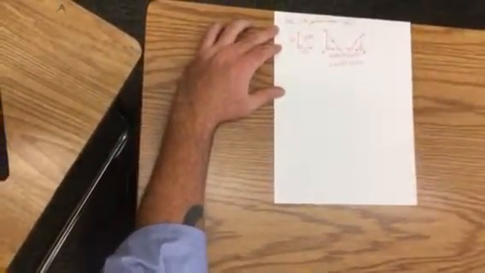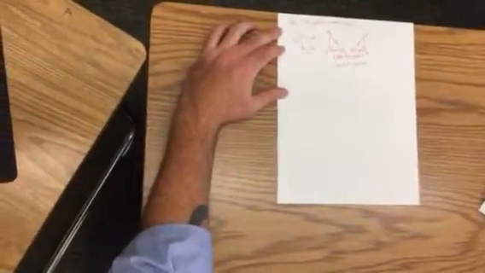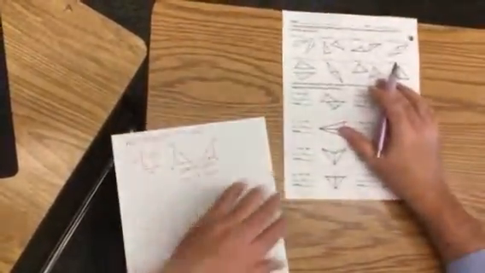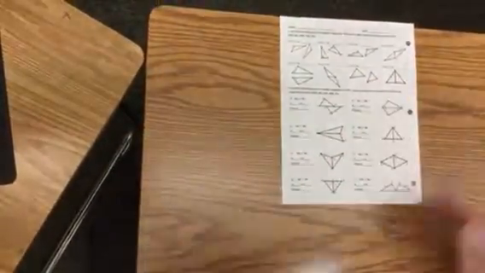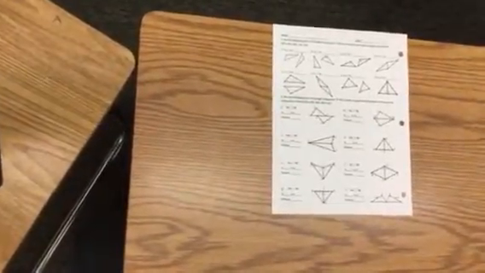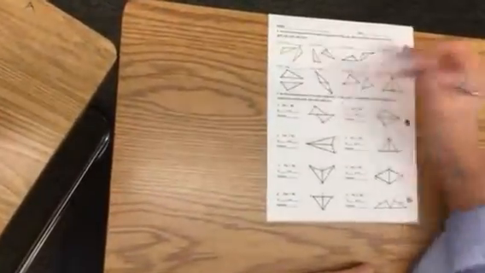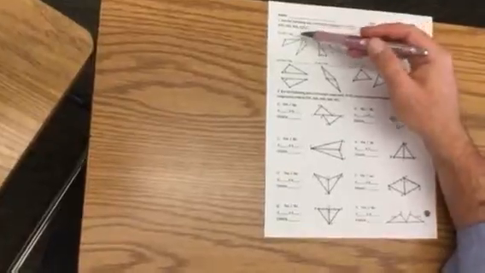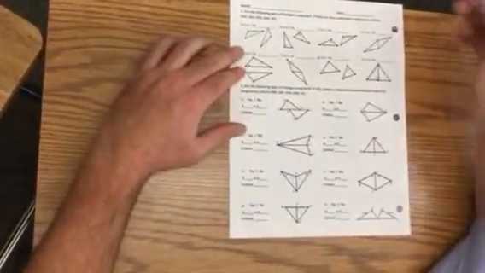And now I just want to look at some examples on the worksheet. All right, so this is what you're going to be working on for the rest of class. If we look at this first section, we have to decide if the triangles are congruent, and then if they are, we need to say why.